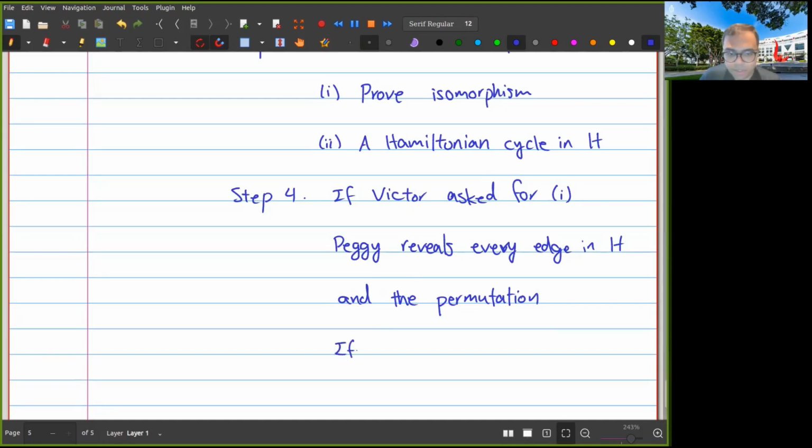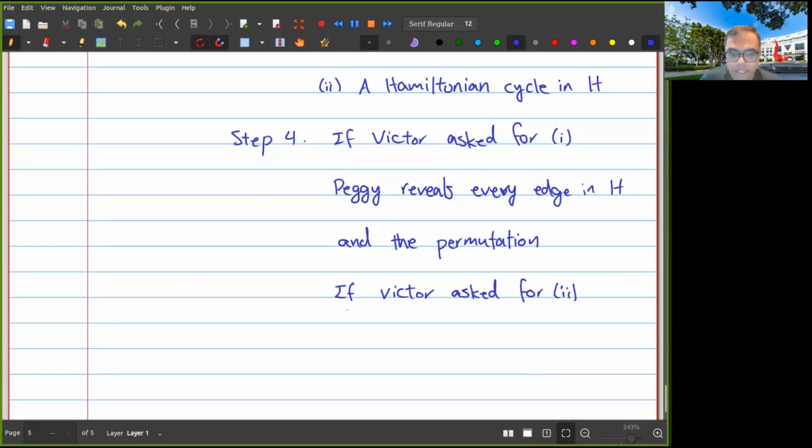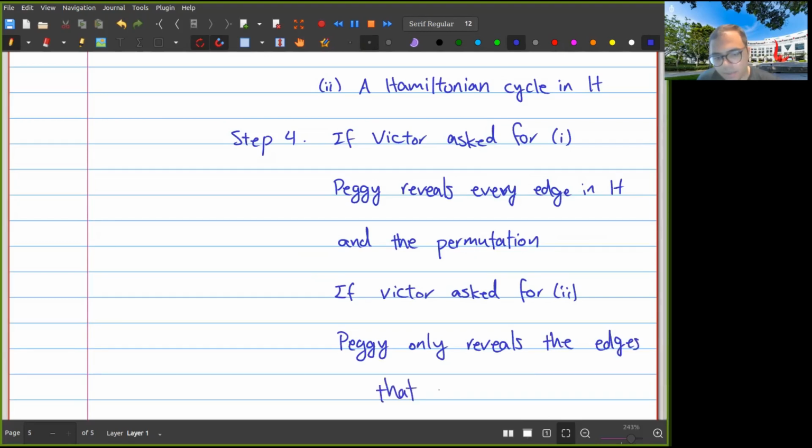Otherwise, if Victor asked for 2, so if he asked to see a Hamiltonian cycle in the second graph H, then Peggy will only show that Hamiltonian cycle. Okay? Peggy only reveals the edges that are in the Hamiltonian cycle.